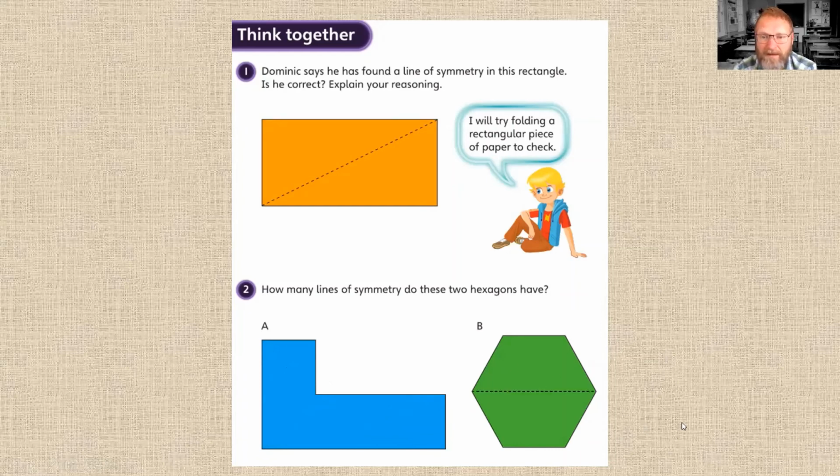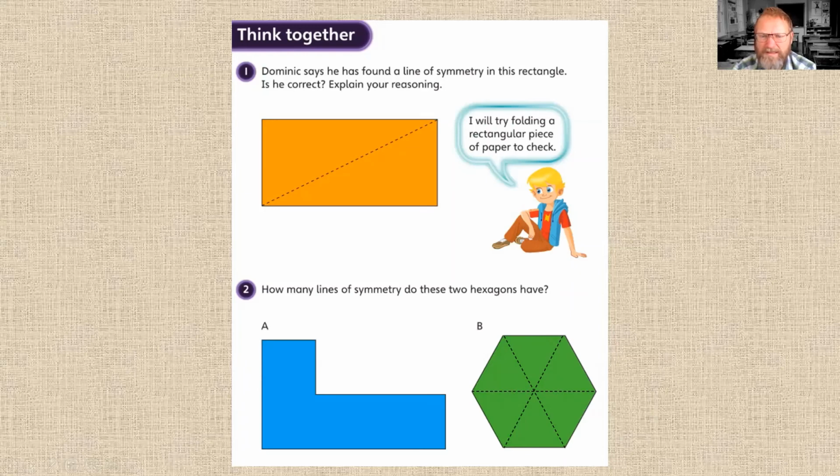Well, if I did a horizontal line here, yeah, they look the same on both sides. That's the line of symmetry. If I went from this corner to this corner, yes, you can see this side looks the same as this side. If I went from the other corner to that corner, yeah, this is the same as this. That's 3 lines of symmetry.